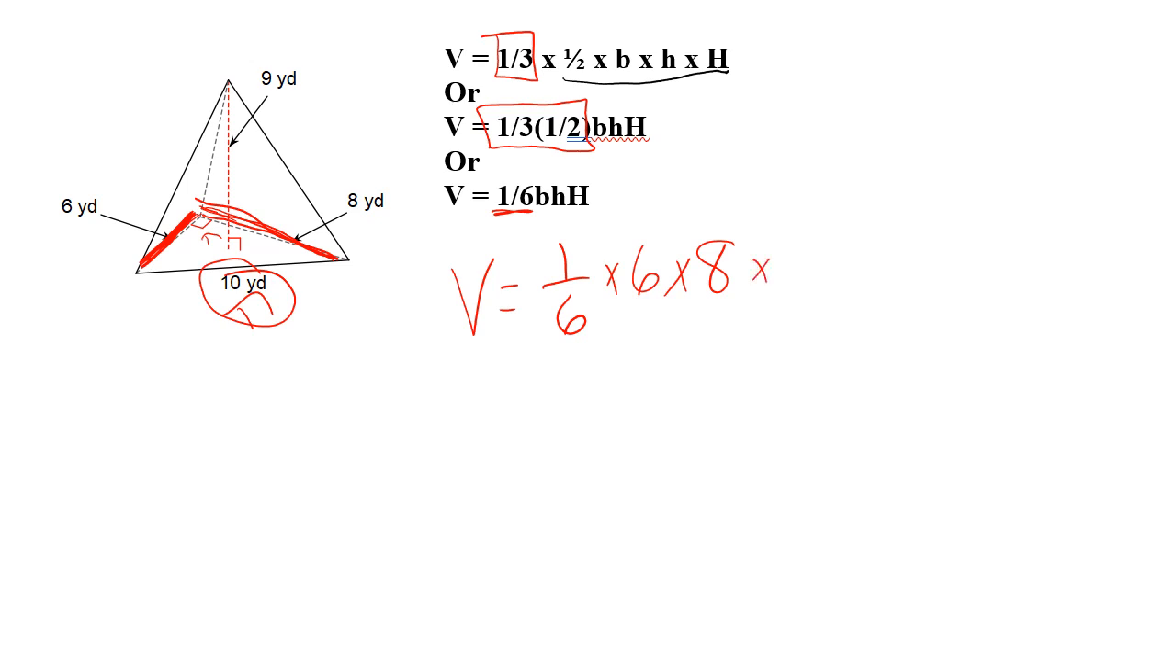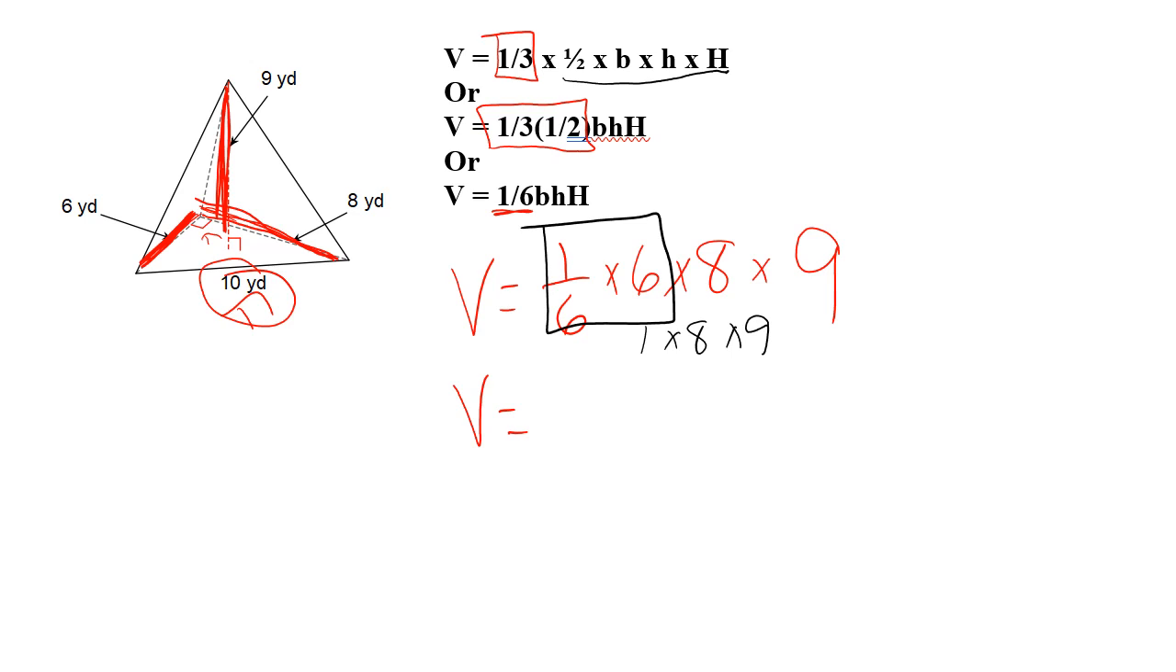Okay. All right, now we need to multiply that by the height of the figure, and here it is, which is 9. All right, volume equals, I can do the 1/6 times 6 in my head because it's just 6 divided by 6, which is 1. So I go 1 times 8, which is 8, times 9, which is 72. Now I find my units and I do yards, and again, since 3 sides were multiplied together, it's yards cubed.